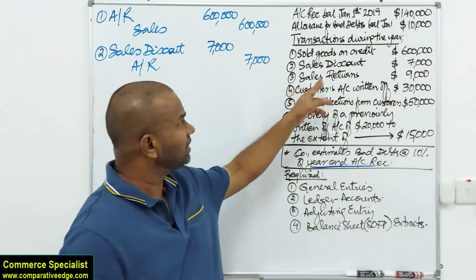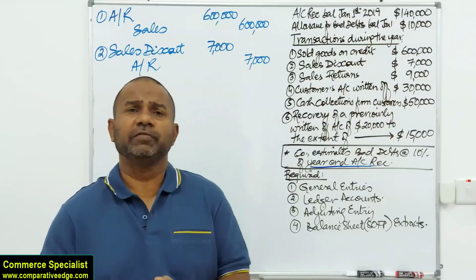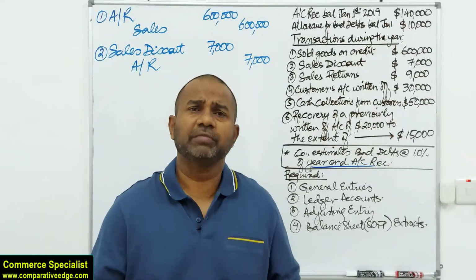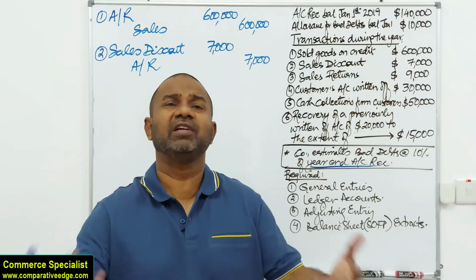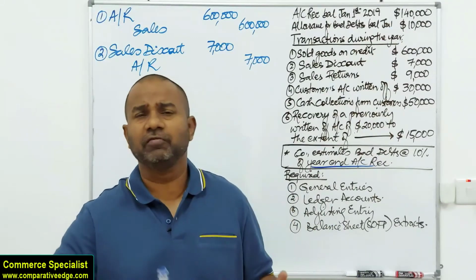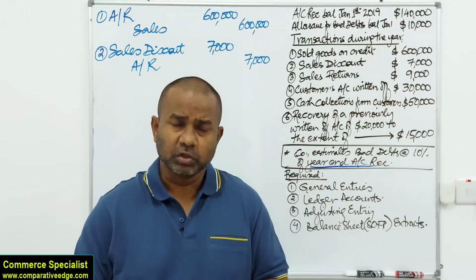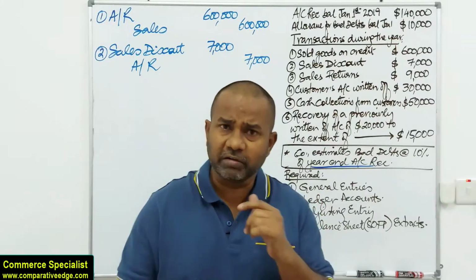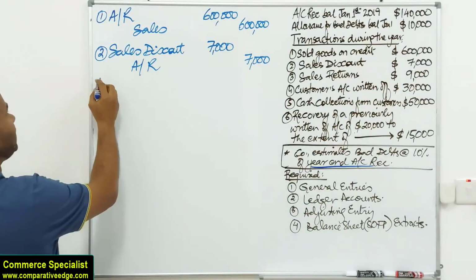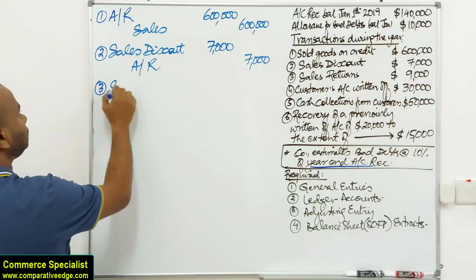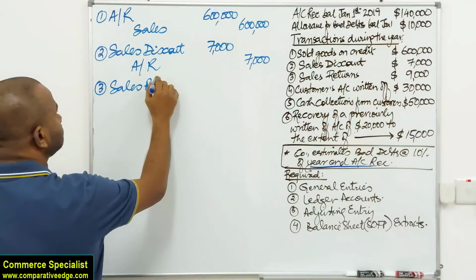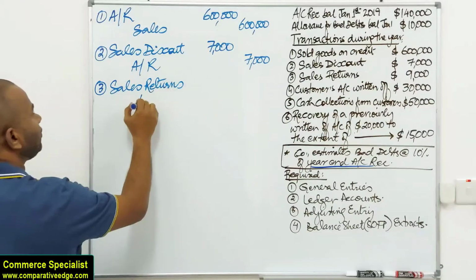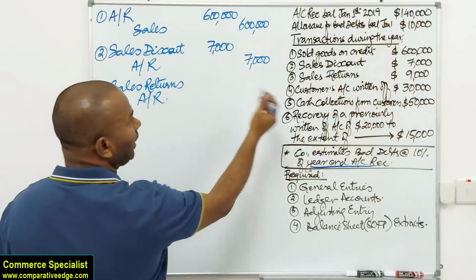Third transaction says sales return. Sales return means when we sold goods, after some time, some of the customers may return the goods. They may be defective or for other reasons. So when customers return goods, what entry do we give? We debit sales returns and credit account receivable. By how much? 9,000.